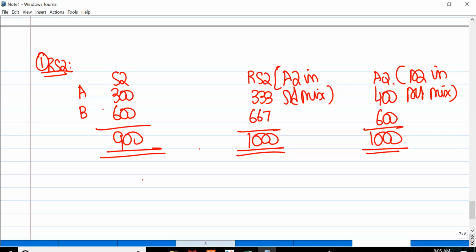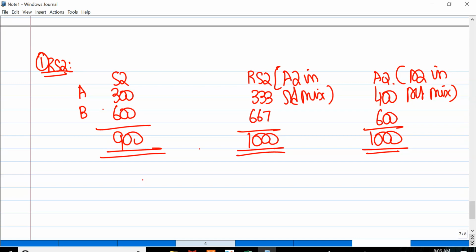Write this example. Okay. Now write the next point.